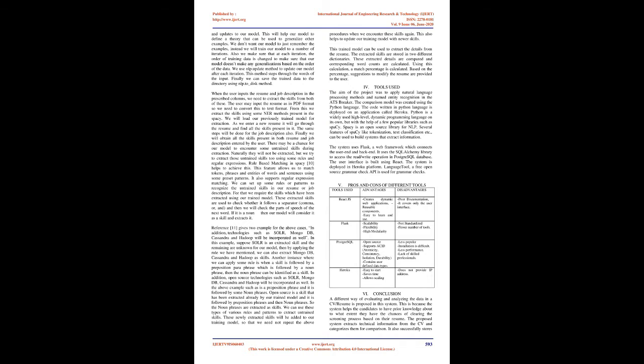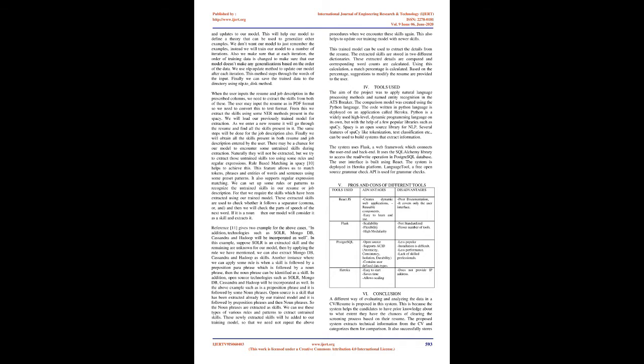We use the nlp.update method to update our model after each iteration. This method steps through the words of the input. Finally, we can save the trained data to the directory using the nlp.to_disk method. When the user inputs the resume and job description in the prescribed columns, we need to extract the skills from both of these. The user may input the resume in PDF format, so we need to convert this to text format. From this we extract the skills using some NER methods present in spaCy. We will load our previously trained model for extraction.